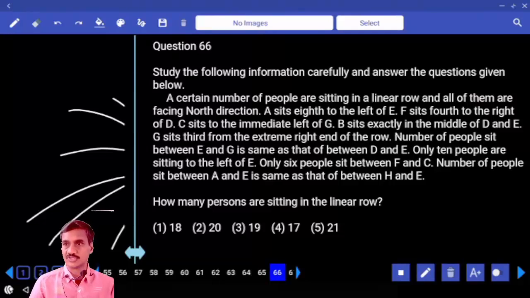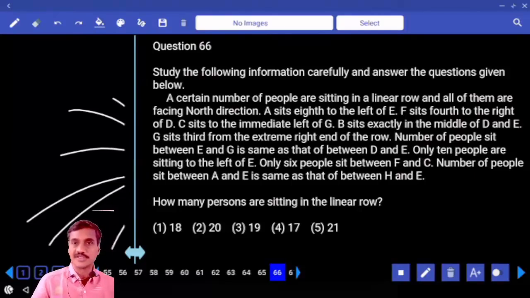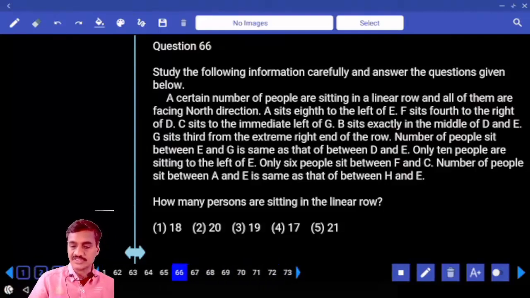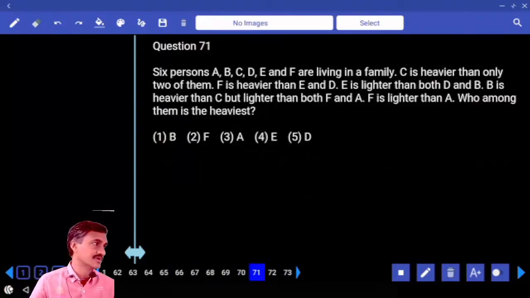Question number 66 to 70. Now this 66 to 70 come under which category? Certain number of persons. Certain number of persons, tell me whether it comes under the first priority or the second priority. Second priority. Done? Then after this 66 to 70, we need to work out 71 onwards.